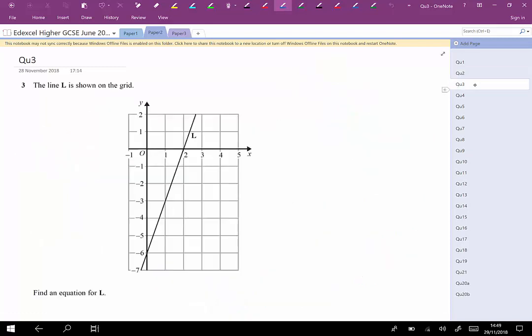Question number 3. Find an equation for a line. Y equals mx plus c. M is the gradient.